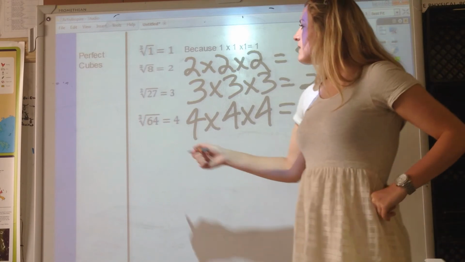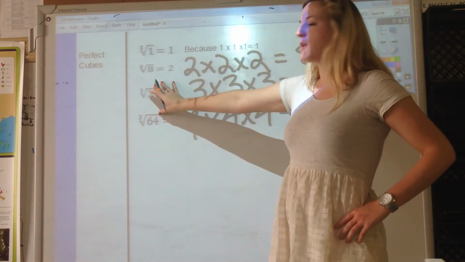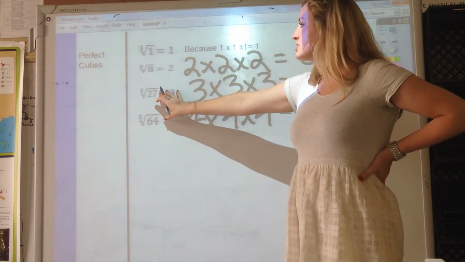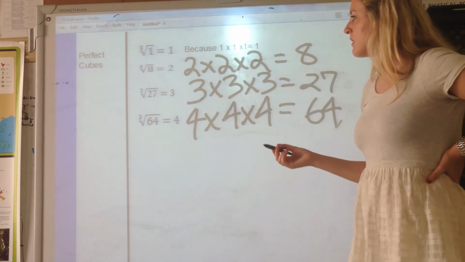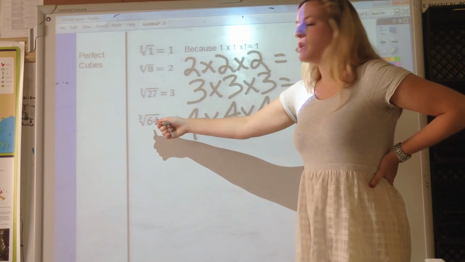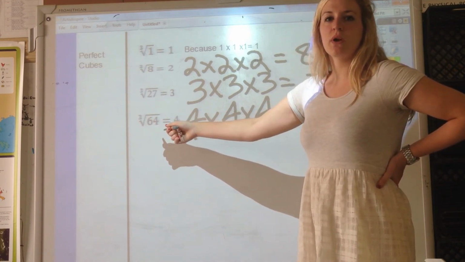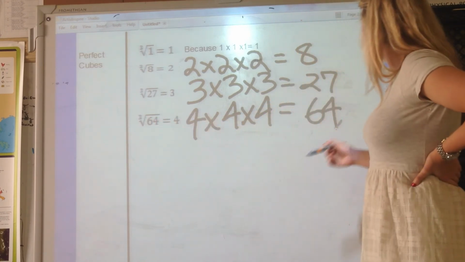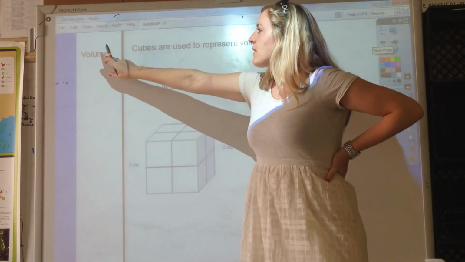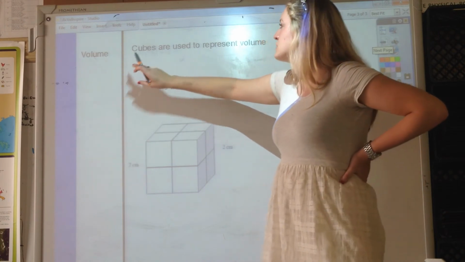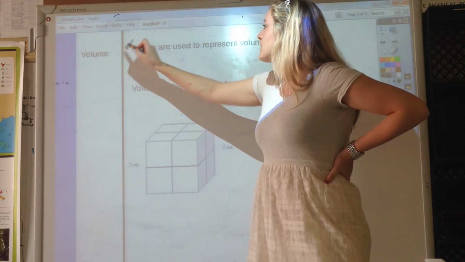Now, there are going to be instances with cube roots in general that are not perfect cubes. So sometimes you're going to be given a number that isn't a perfect cube. But you won't have to deal with those this year, so we're not going to waste time talking about it. Let's just move on. All right, I want you to go ahead and write volume on your notes page and get this first bullet point written down.